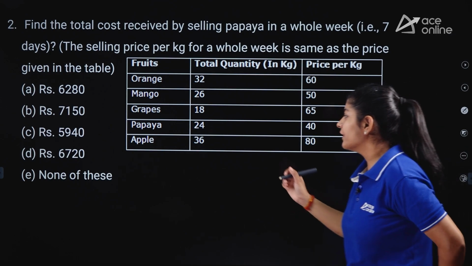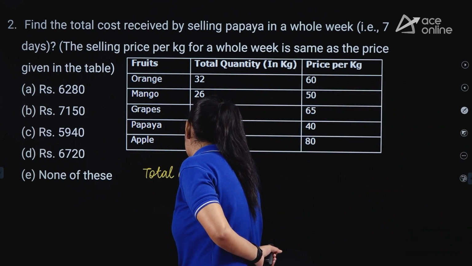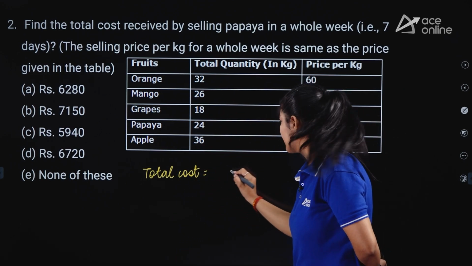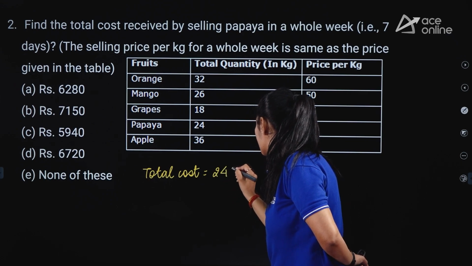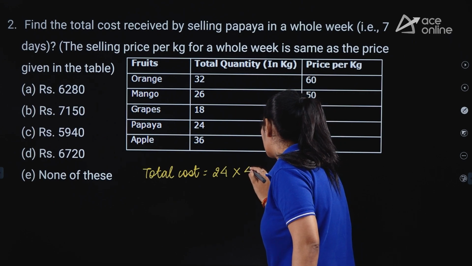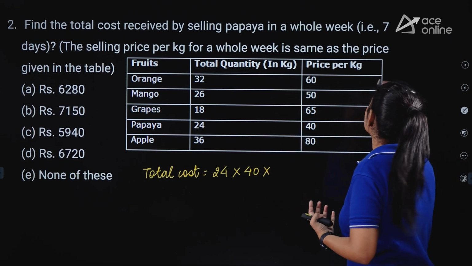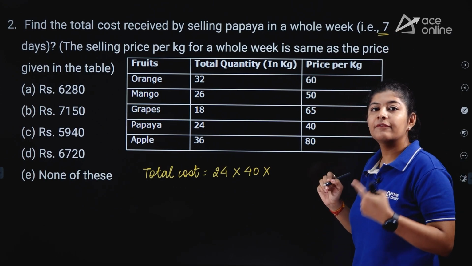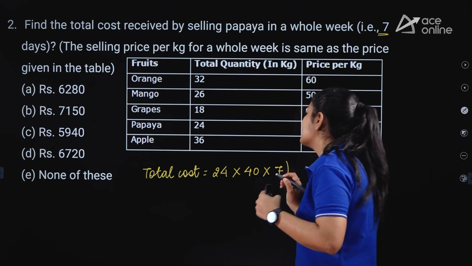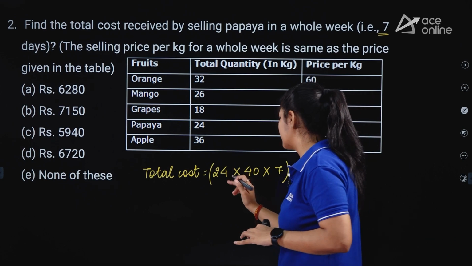Okay. So we know that if we want to calculate the total cost, we need the total quantity. The total quantity is 24, multiplied by the price, that is 40, and multiplied for how many days we have to calculate? For the 7 days, or we can say the 1 week. That means here we need to multiply it by 7. So this is the answer that we are having. First we will solve this one.